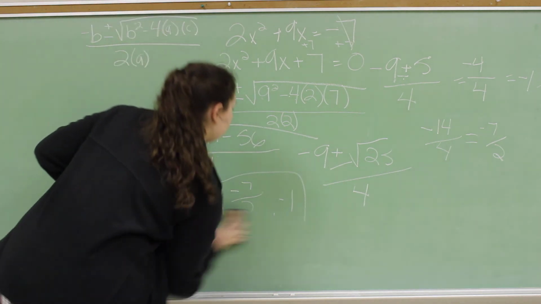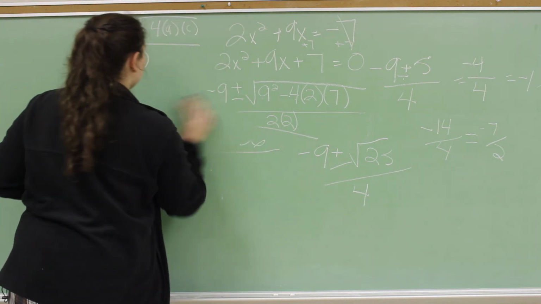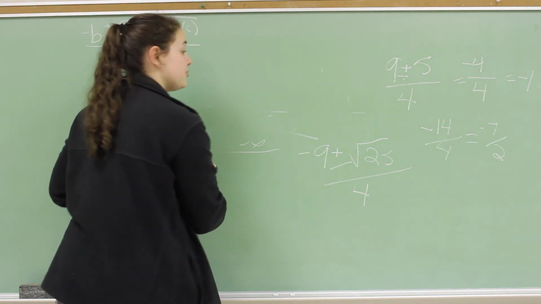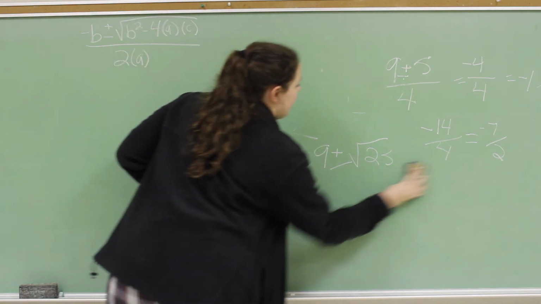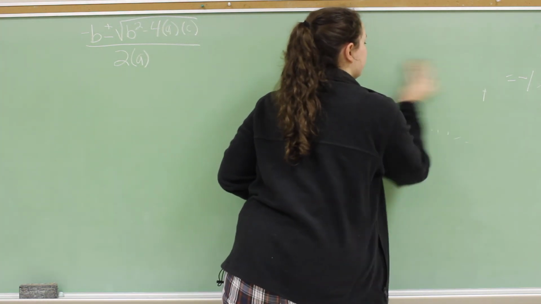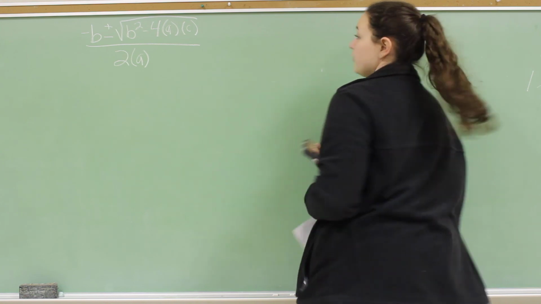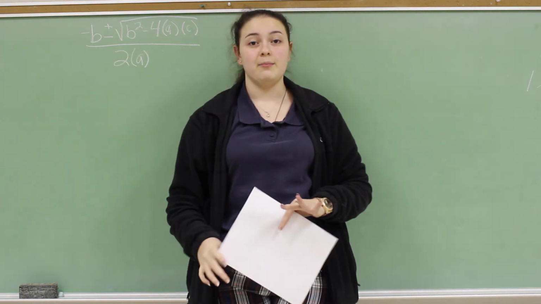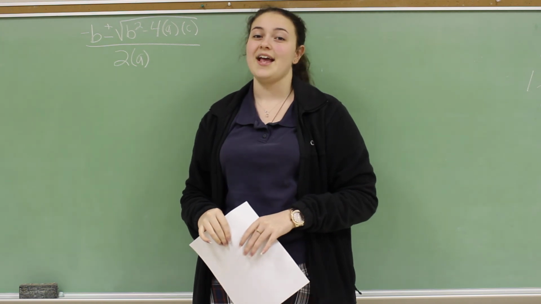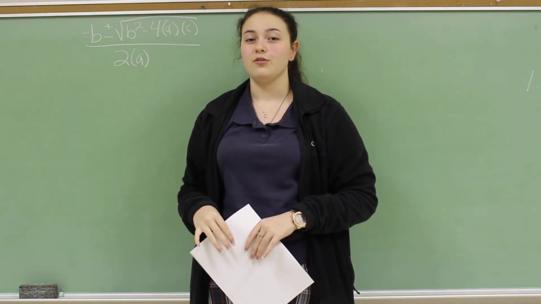And that's how you solve a quadratic equation using the quadratic formula. Once again, the quadratic formula is negative b plus minus the square root of b squared minus 4 times a times c, all of it over 2a.